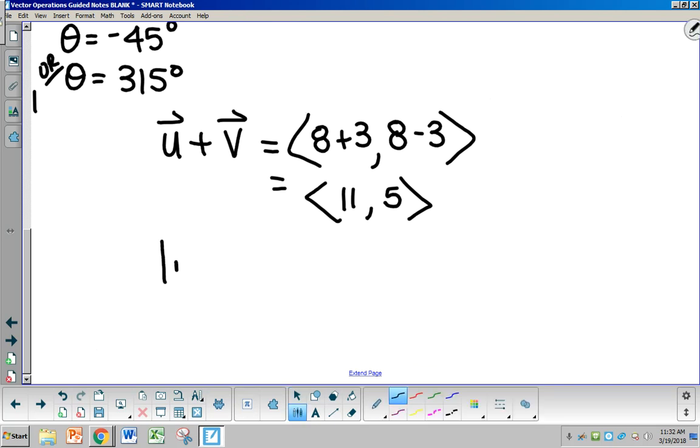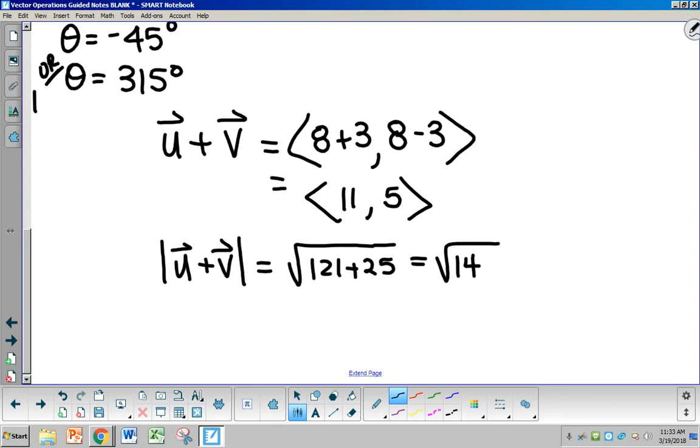So what would the magnitude be of U plus V? 121 plus 25? 146. Do we have any perfect squares in there? No. 146 divided by 4 won't go in. It's 2 and 73. Nice. Okay, so we're stuck with that.